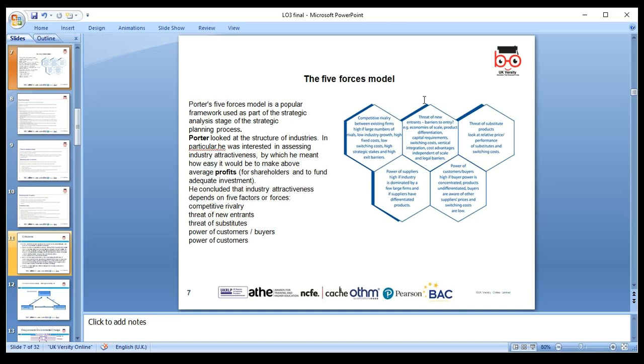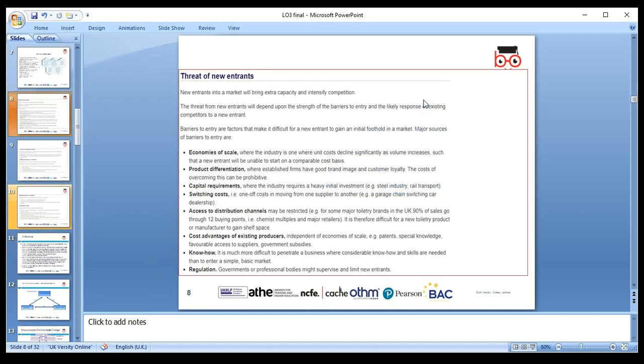He concluded that industry attractiveness depends upon five factors: the threat of new entrants, the threat of substitutes, and so on. So these are the five boxes and the five forces. As a company, we can try to develop barriers to protect our company. So, the threat of new entrants: if there is such a threat, how can you draw the barriers?